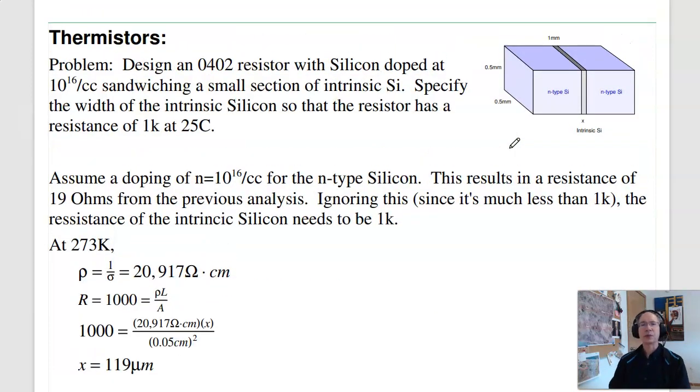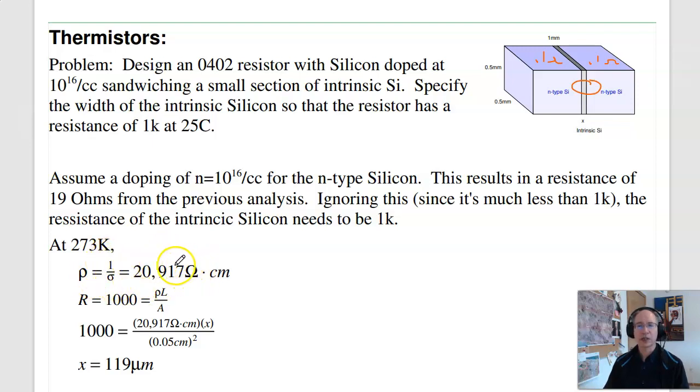So for example, suppose I want to design an 0402 resistor with silicon doped at 10 to the 16th atoms per cubic centimeter. We'll get to that in just a sec. Basically says that this is low R, say 0.1 ohm. Here's the piece of pure silicon. How large does that piece of pure silicon have to be so that the resistance is 1 kilo ohm? In that case, I've got the resistivity is 1 over conductivity.